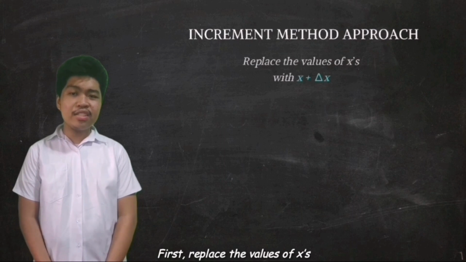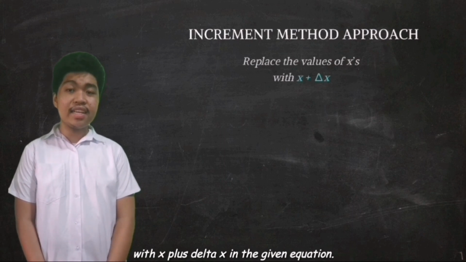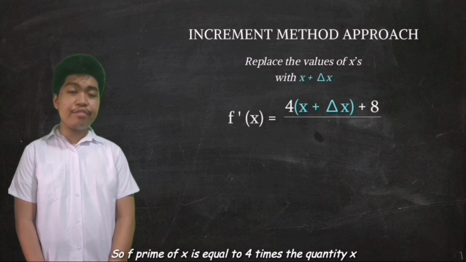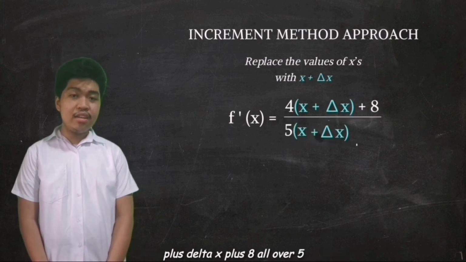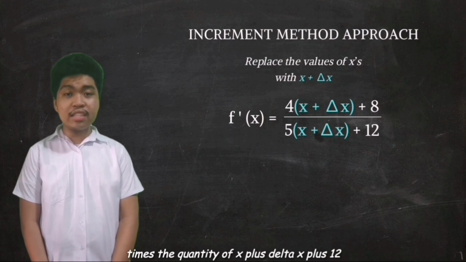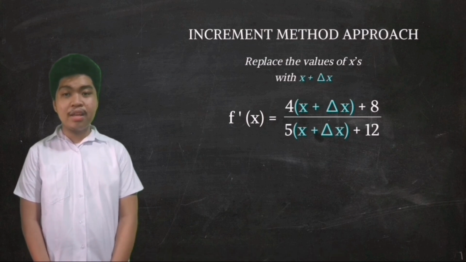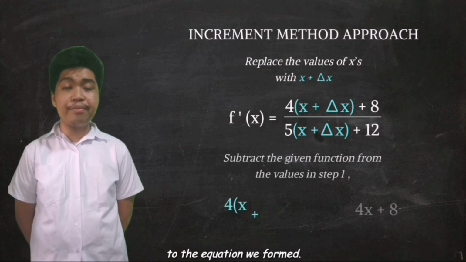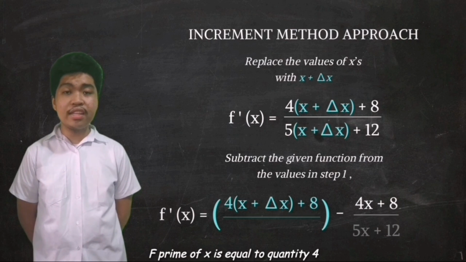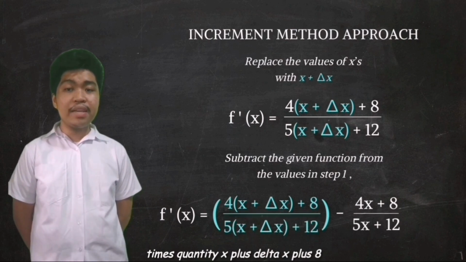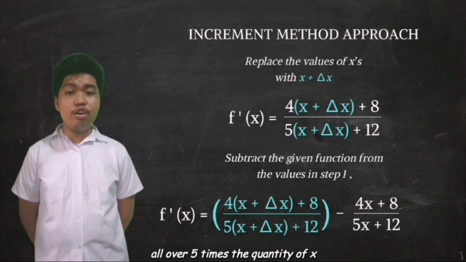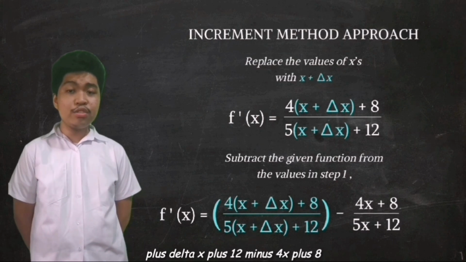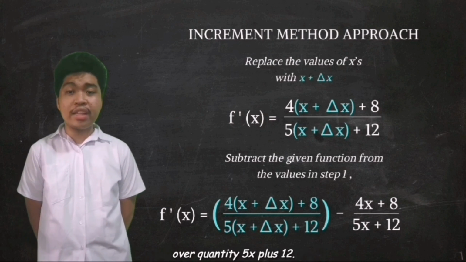First, replace the values of x with x plus delta x in the given equation. So, f prime of x is equal to 4 times the quantity of x plus delta x plus 8 all over 5 times the quantity of x plus delta x plus 12. For the second rule, we must subtract f of x from the equation we formed. F prime of x is equal to quantity 4 times the quantity of x plus delta x plus 8 all over 5 times the quantity of x plus delta x plus 12 minus 4x plus 8 over quantity 5x plus 12.